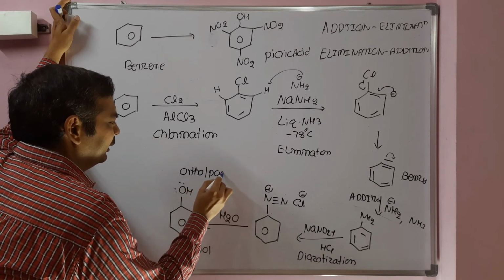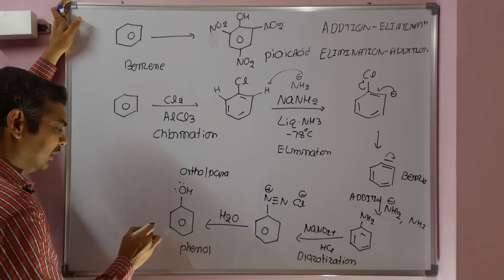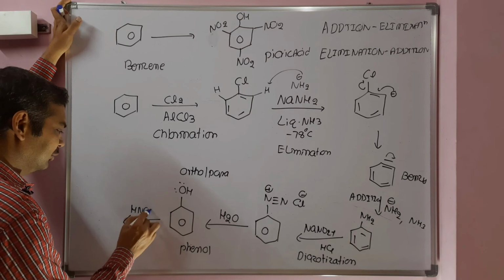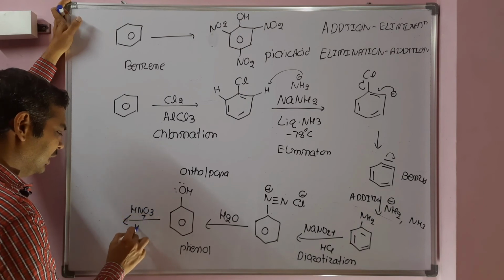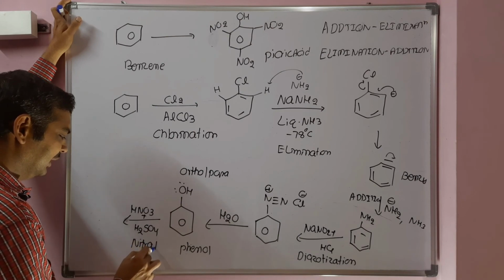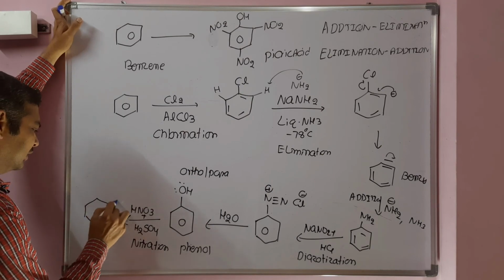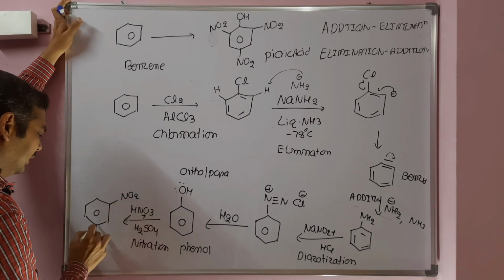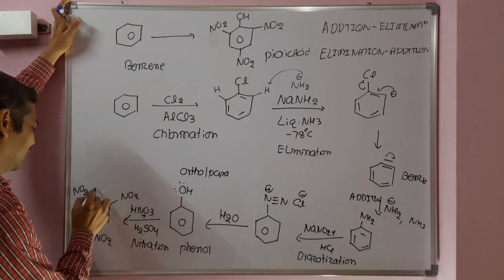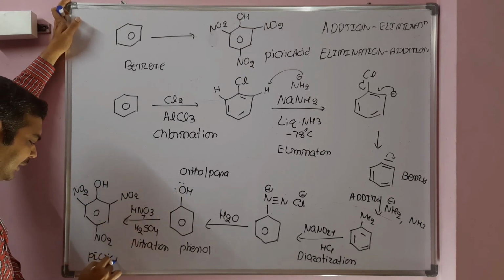If you do nitration on an ortho para directing group, nitration will take place at ortho and para positions. Only, we need to use an excess amount of nitrating mixture. A mixture of HNO3 plus sulfuric acid is nothing but the nitrating mixture. If you do nitration for a longer time, we will directly get picric acid. 2,4,6-trinitrophenol is nothing but picric acid. So we have prepared picric acid by using two mechanisms: the addition elimination mechanism and the elimination addition mechanism.